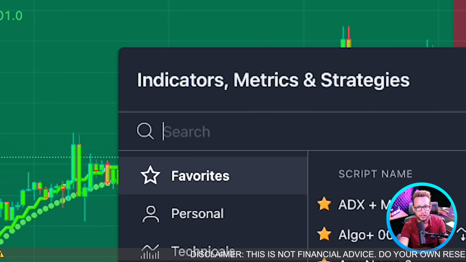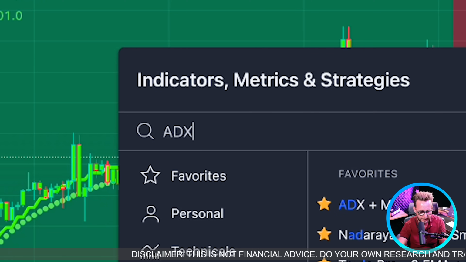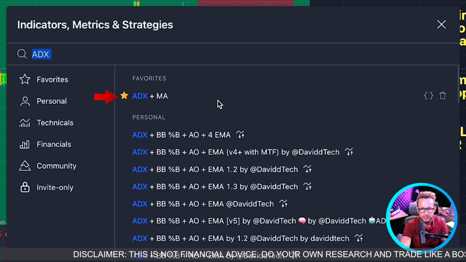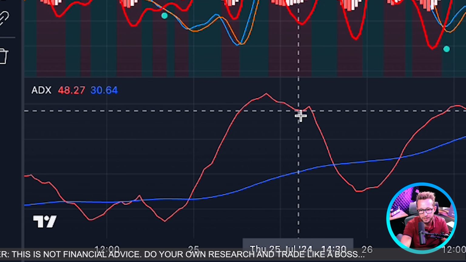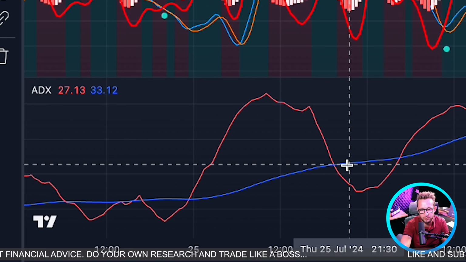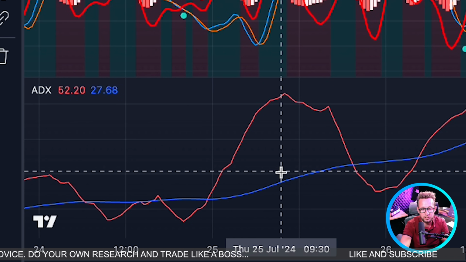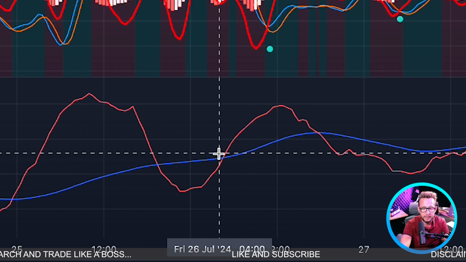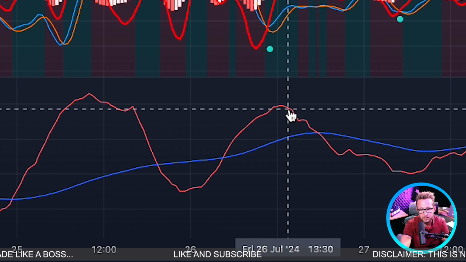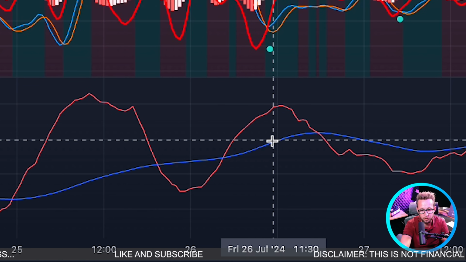Let's go over to the indicators button and type ADX plus MA by David Tech just here. That's going to add the ADX to the chart, the ADX being the red line here, our moving average being the blue line. The ADX just tells us when there's enough volatility in the market to take an entry. All we need for shorts or long is for this red line here to be above the blue line, and that will confirm our entry.